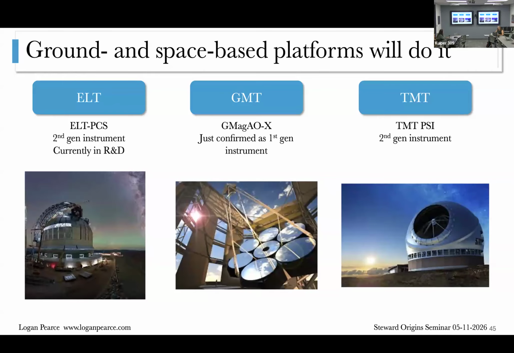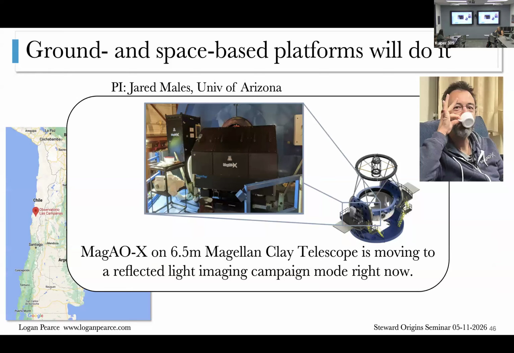Here at home, we have the GMAG-AOX instrument for the Giant Magellan Telescope, which is PI'd by Jared Males here at Arizona. And it was just recently confirmed as a first generation instrument for GMT. And then TMT has PSI, and I don't know the status of that instrument. And we also have the MAG-AOX instrument here at home, which is an extreme adaptive optics instrument for this science case on the 6.5 meter Magellan Clay telescope in Chile.